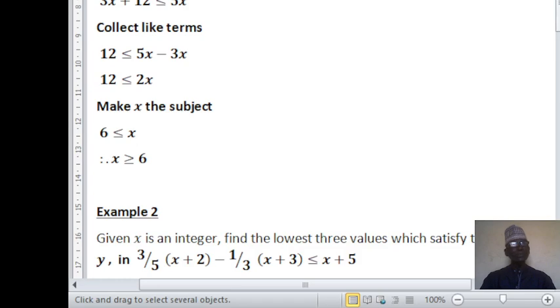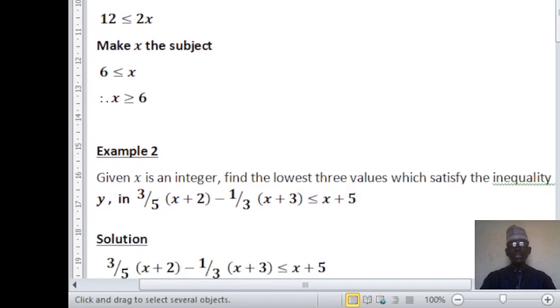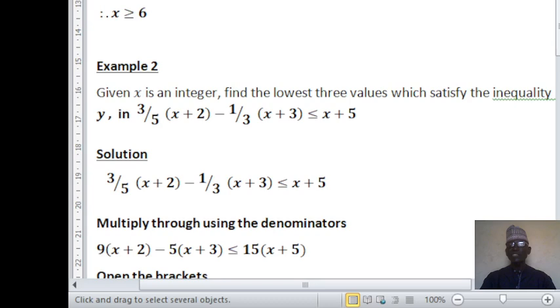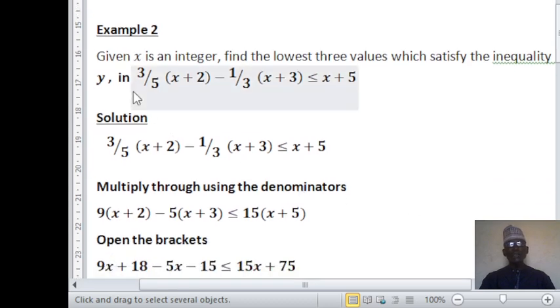Example 2. We are given x as an integer. We are asked to find the lowest 3 values which satisfy the inequality 3 divided by 5 into open bracket x plus 2, you can see it, minus 1 over 3 into open bracket x plus 3 close bracket, less than or equal to x plus 5.